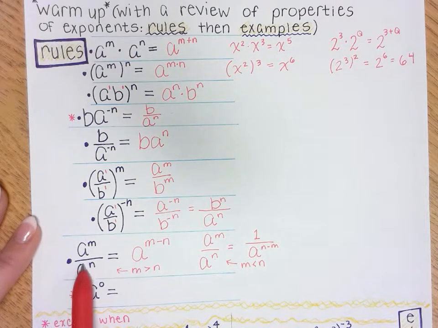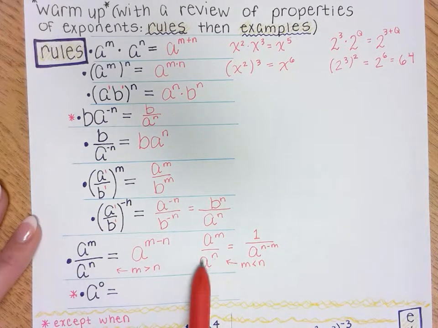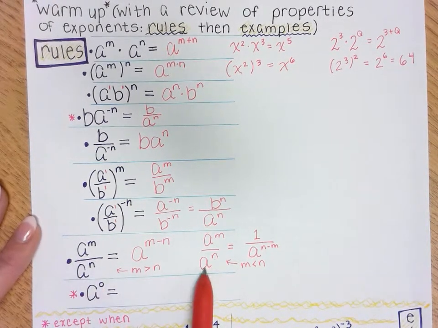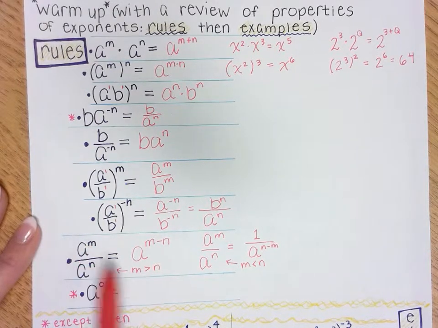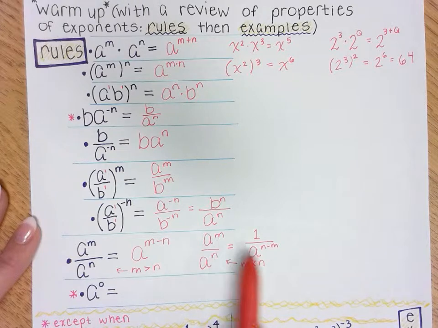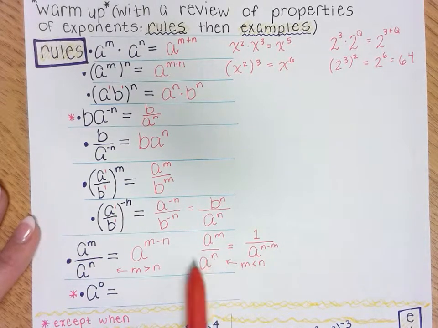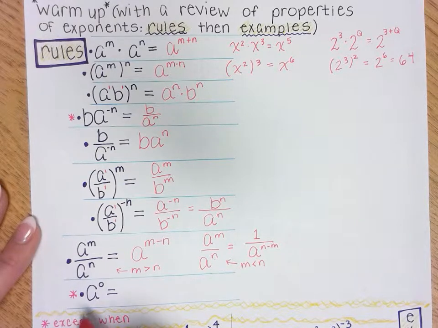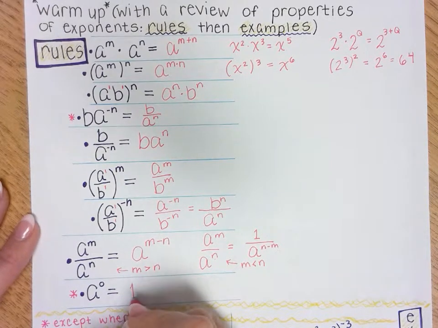So I look at it as a bit of a tug of war. Whoever has the bigger power, that one wins. So if the top power is bigger, it ends up on top. If the bottom power is bigger, top smaller, the bottom wins the tug of war, and the exponent, the whole term, goes down to that side. And then a to the 0 is equal to 1.